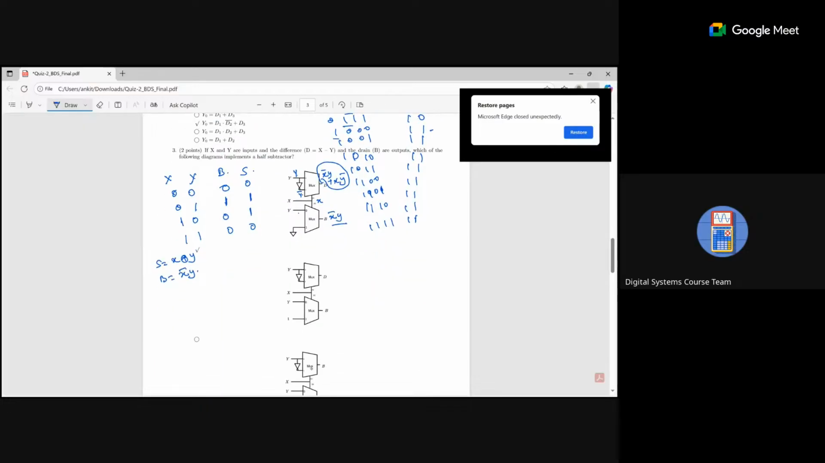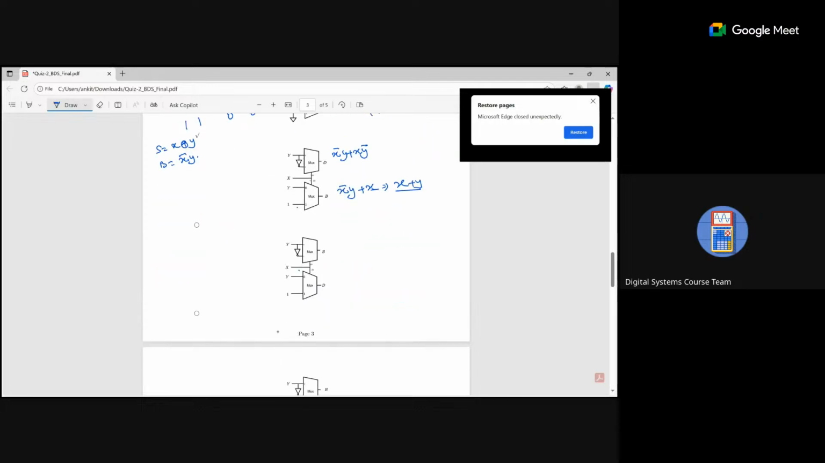Now if we go with this one, the difference is again X bar Y plus X Y bar. For the borrow, it is X bar Y plus X, so that is X plus Y. If we check the third one, again X bar Y plus X Y bar. This is the borrow. Difference is, okay, these two options are same.